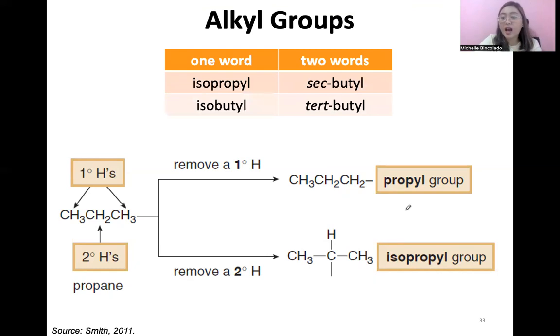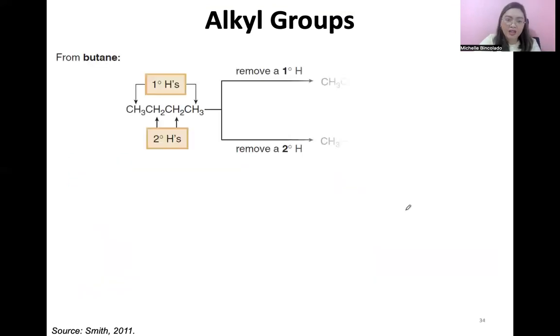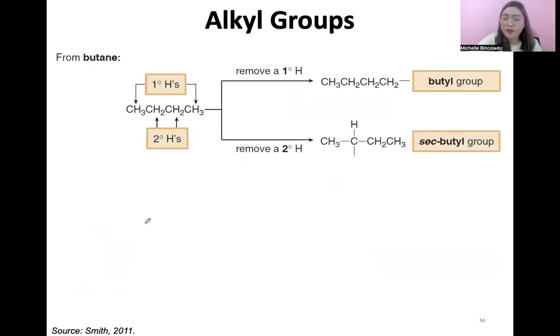So isopropyl is one word, and so is isobutyl, and later, on the next slide, we have sec-butyl. Sec is for secondary, tert is for tertiary. So how do we form those alkyl groups? Here we have butane. If we remove one of the primary hydrogens of butane, from C1 and C4, you arrive at a butyl group. On the other hand, if we remove one of the secondary hydrogens of butane, from C2 and C3, you end up with a sec-butyl group, because it is the removal of a secondary hydrogen.